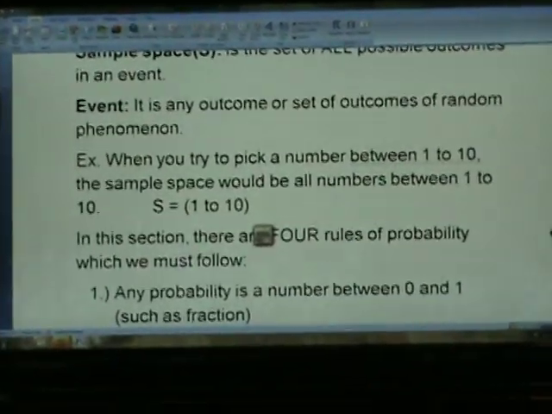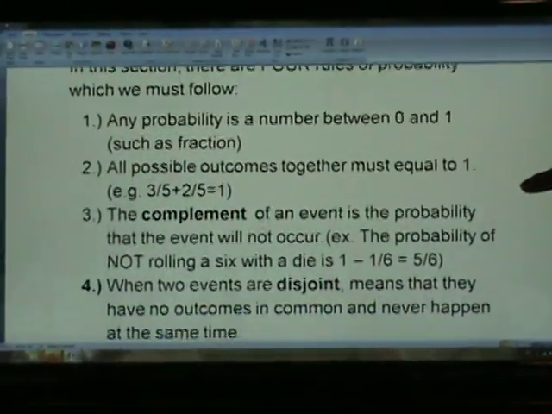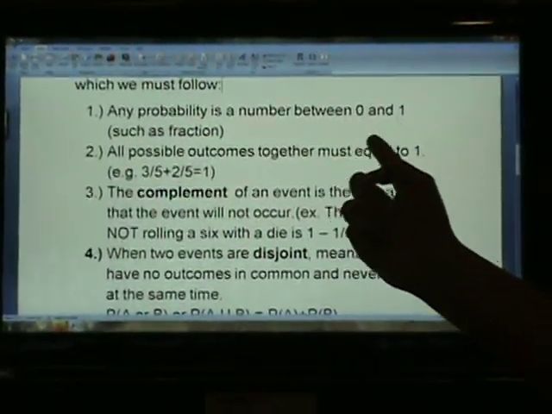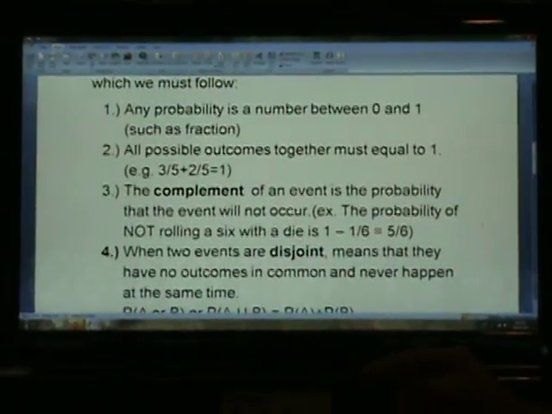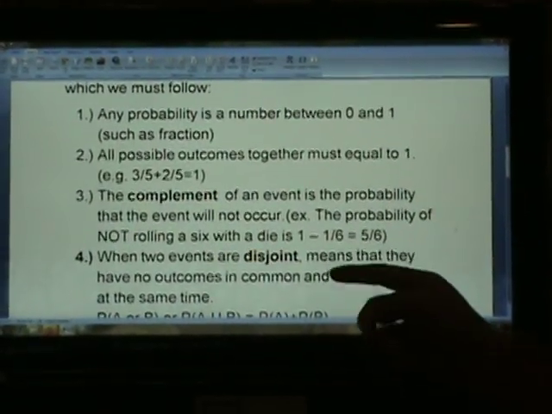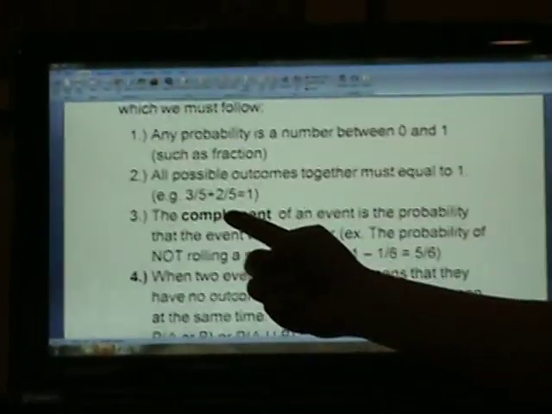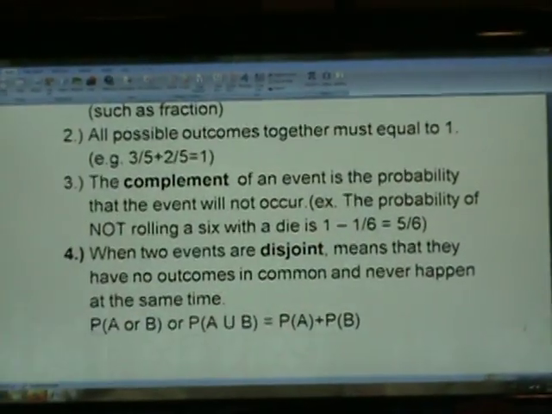And there are also 4 rules of probability which we must follow. Rule number 1 is that any probability is a number between 0 and 1, such as a fraction. Rule number 2 is that all possible outcomes will all add up to 1, such as 3 over 5 plus 2 over 5, which equals 1. That is one example.